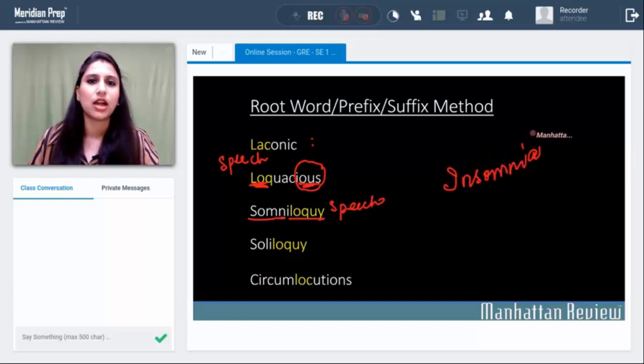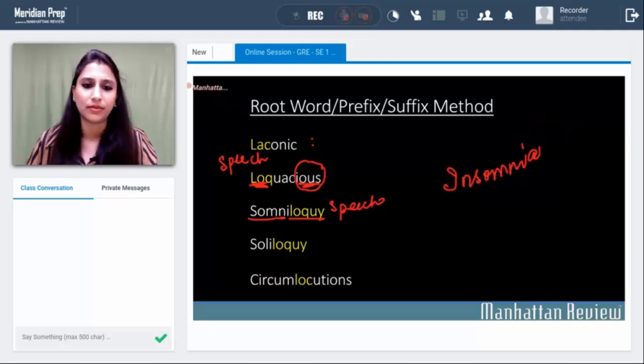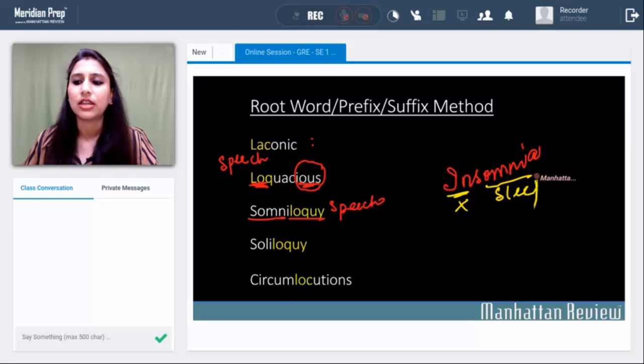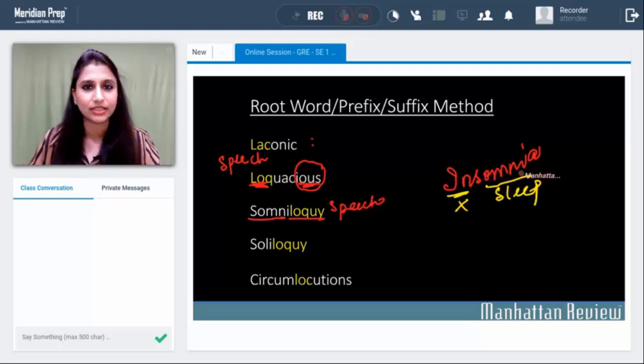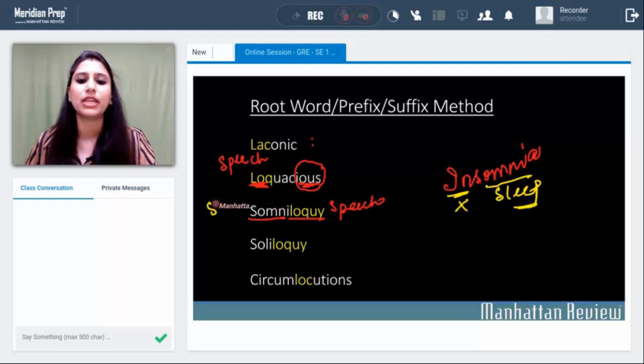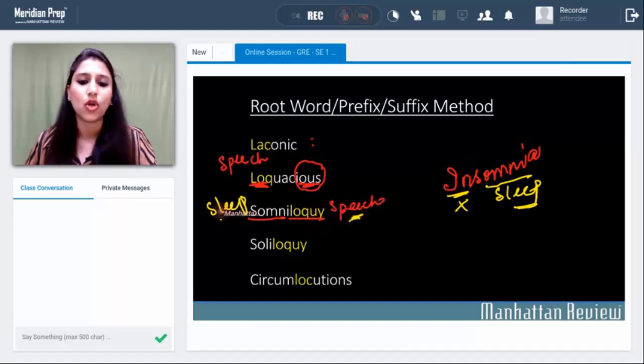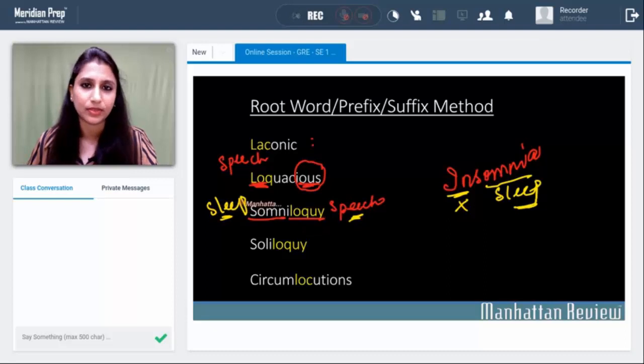Insomnia, insomniac, right? These are very familiar words. So what is insomnia? In is not, right? Somni is sleep, isn't it? Now with this, I can actually understand that the meaning of somni is sleep. So let me borrow this root here. Somni is sleep and loquy is speech. So what do you think is the meaning of somniloquy? It is a person who talks while sleeping, right?